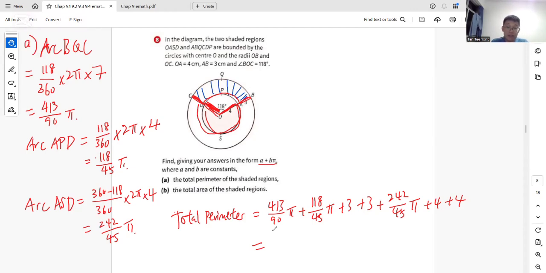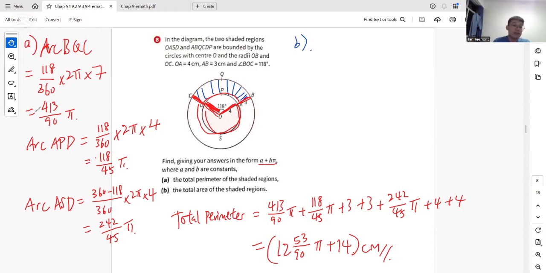So 413 over 90 plus 118 over 45 plus 242 over 45. I will get not a very nice number. So 12 whole 53 over 90 pi plus 14. So this is the total perimeter for the shaded region. So that's it for part A. So let's move on to part B.